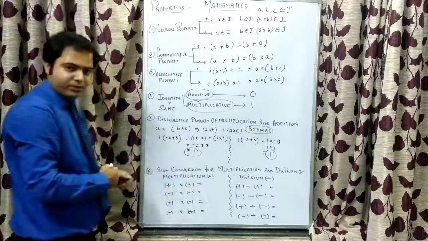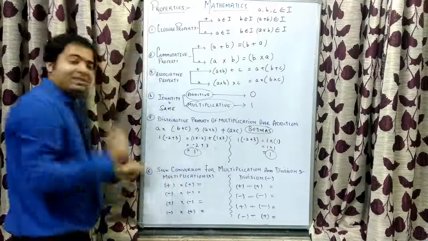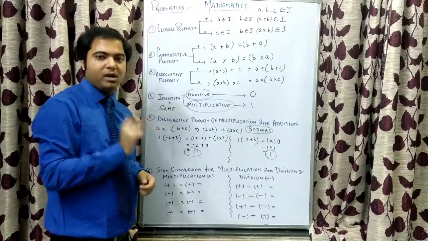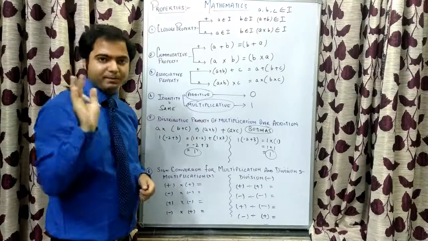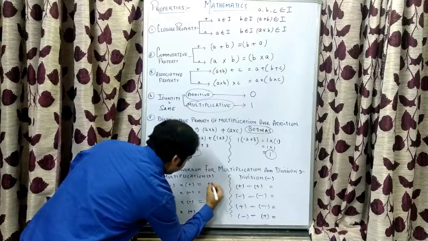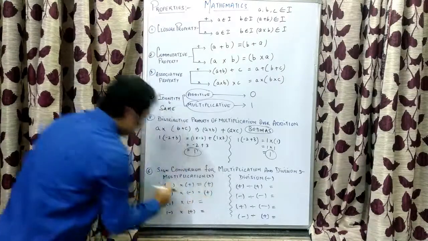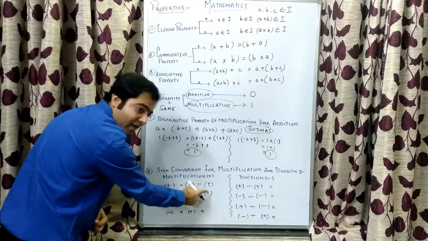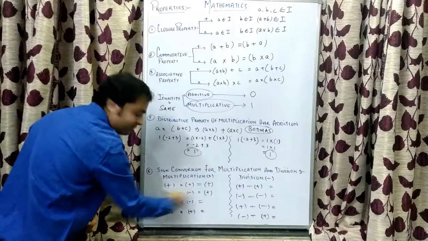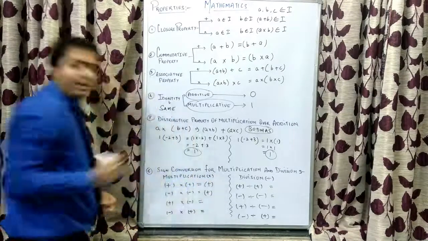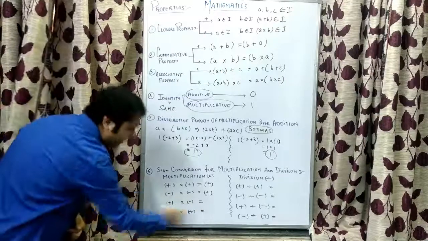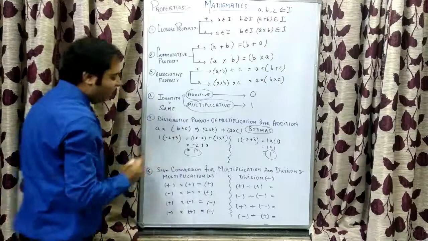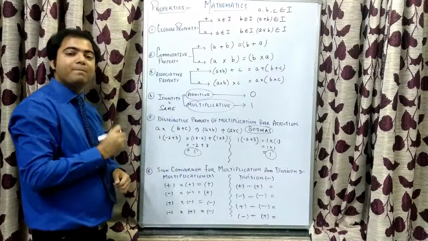Suppose for multiplication first. For multiplication, the rule says if two signs are same and they are being multiplied, the answer will always be plus. That means plus into plus will give me plus, minus into minus will give me plus. And if different signs are being multiplied, the answer will always have a minus sign.